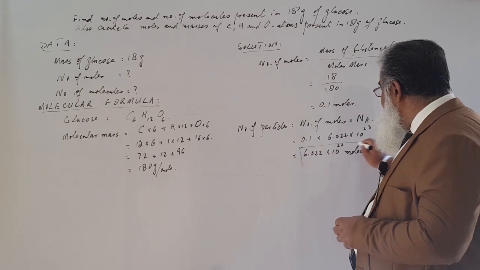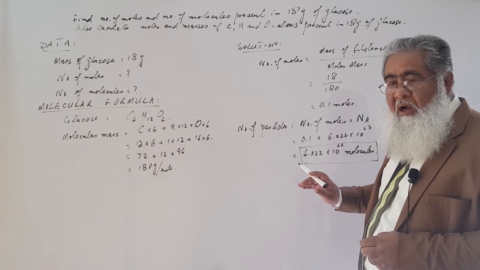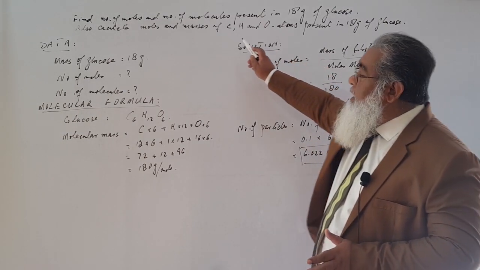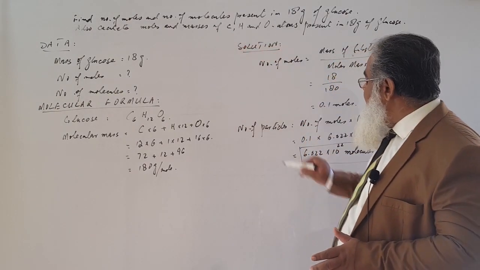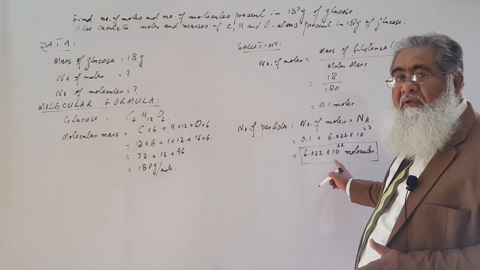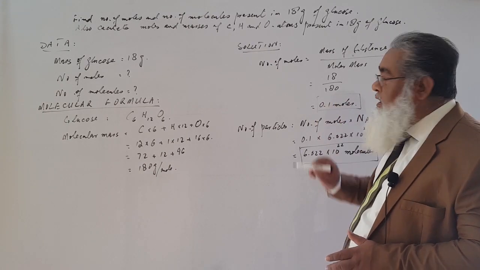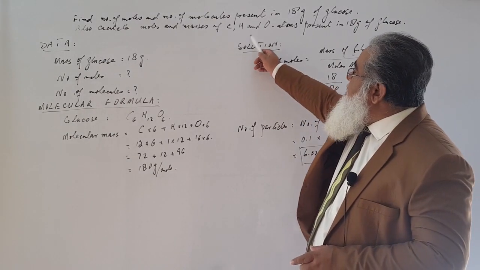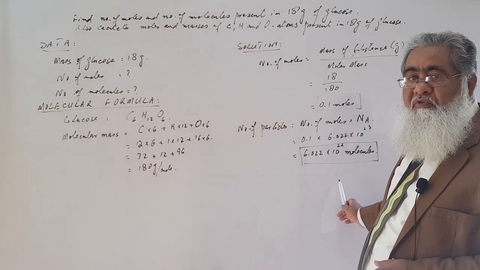Number of molecules we have calculated. How will we further continue this numerical? In order to find the number of moles and masses of carbon, hydrogen, and oxygen atoms, we will continue from the number of moles of the glucose. If the number of carbon, hydrogen, and oxygen atoms is asked, then we will continue from the number of molecules.